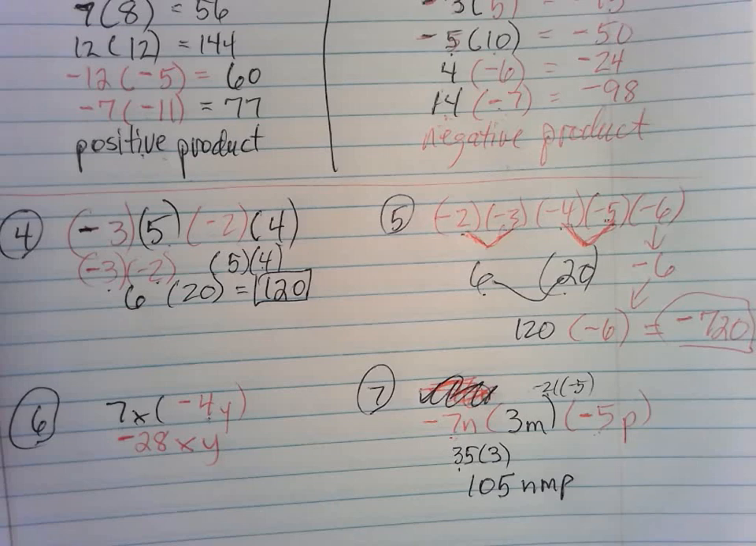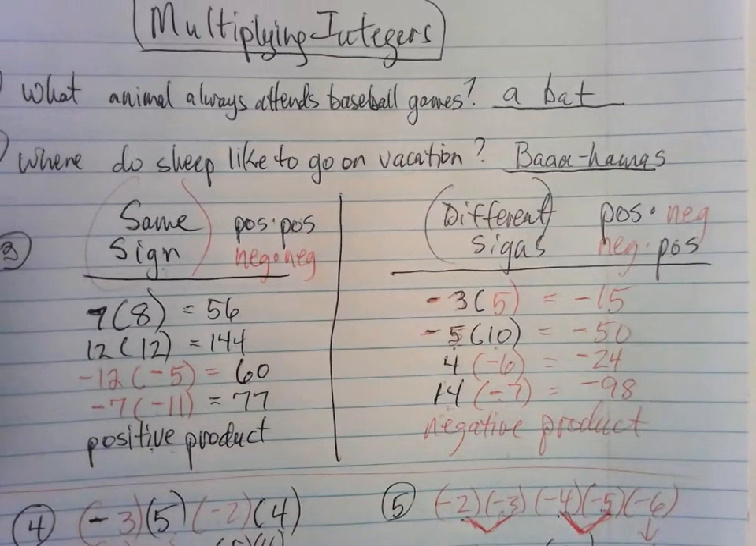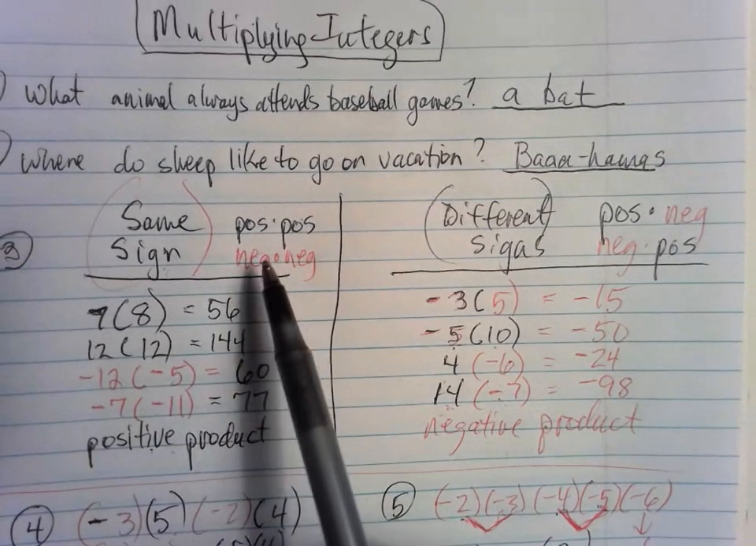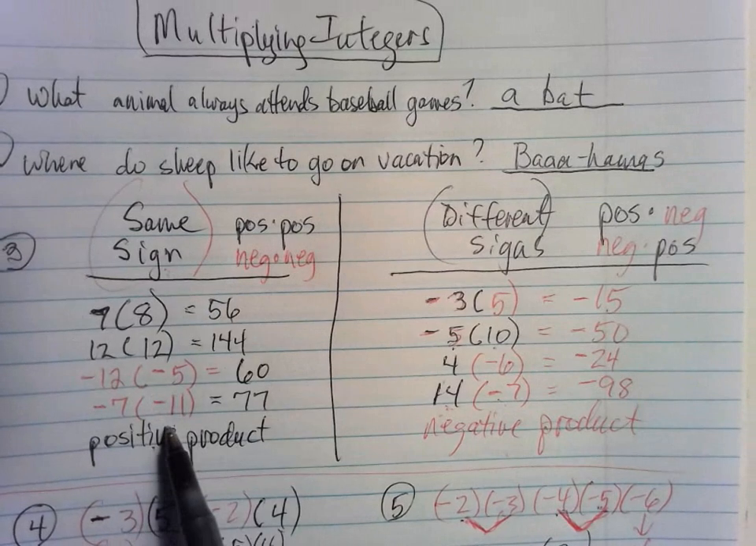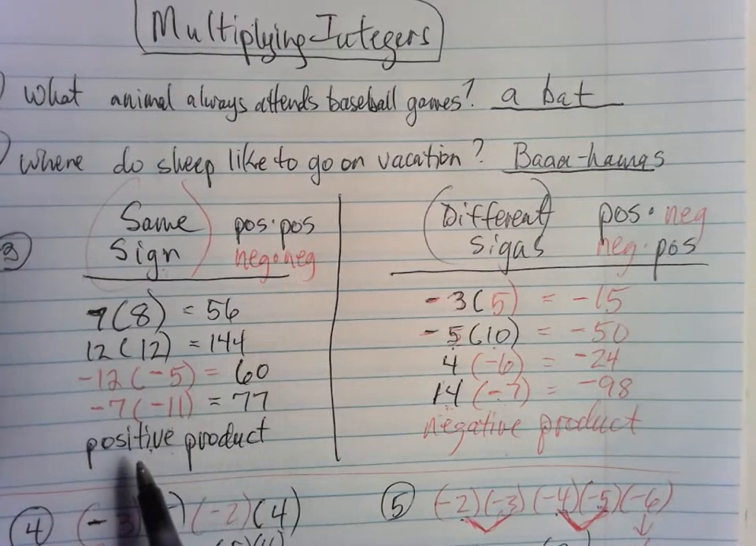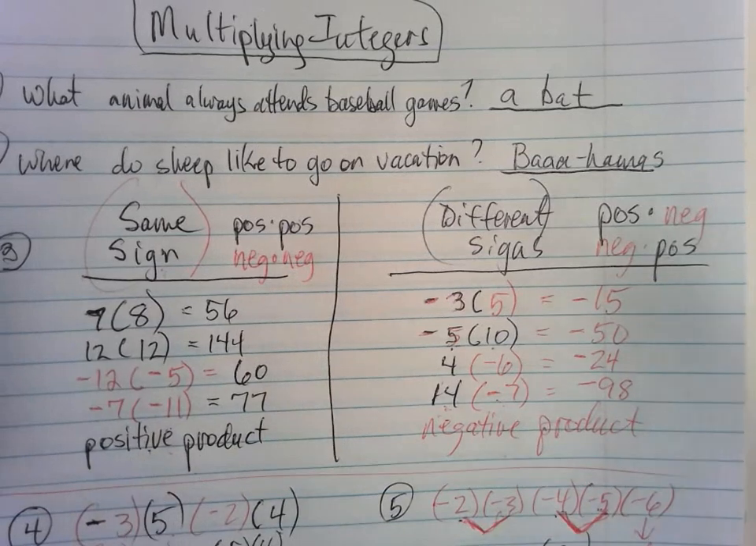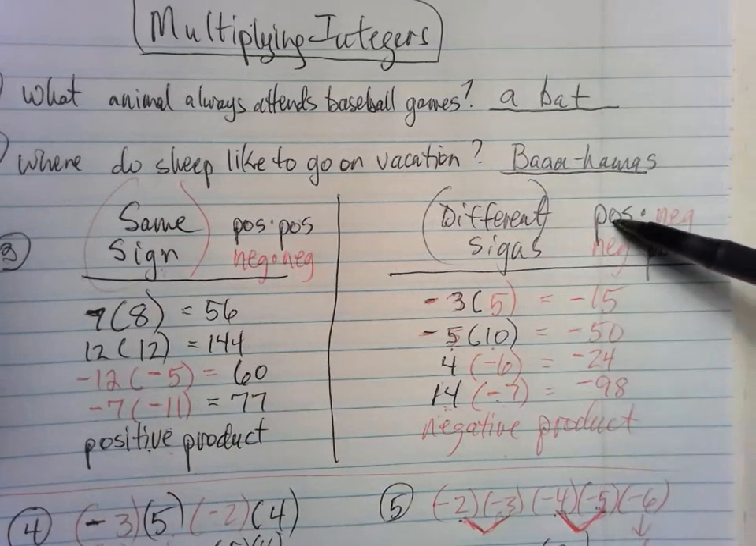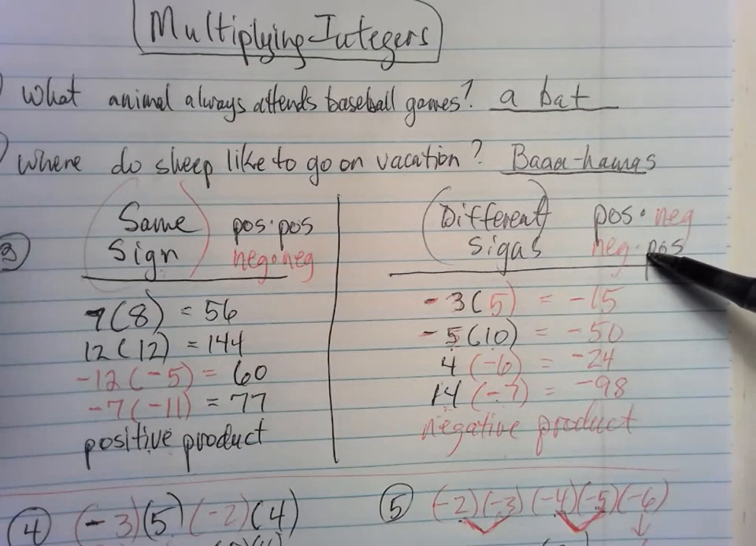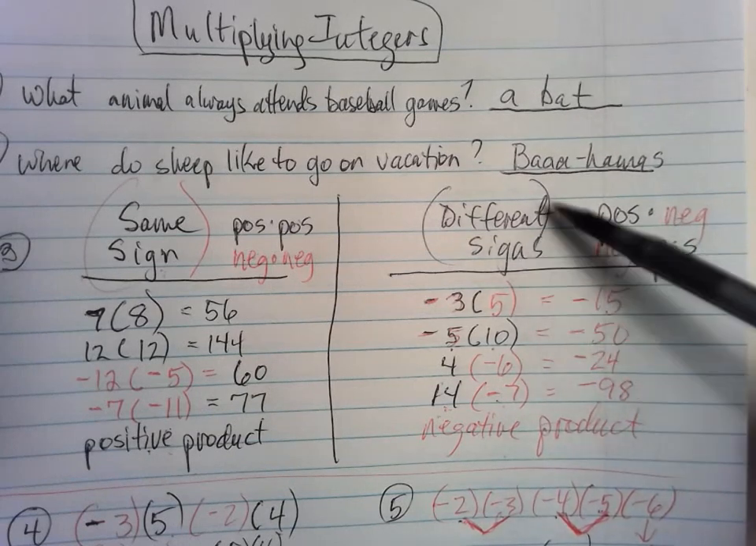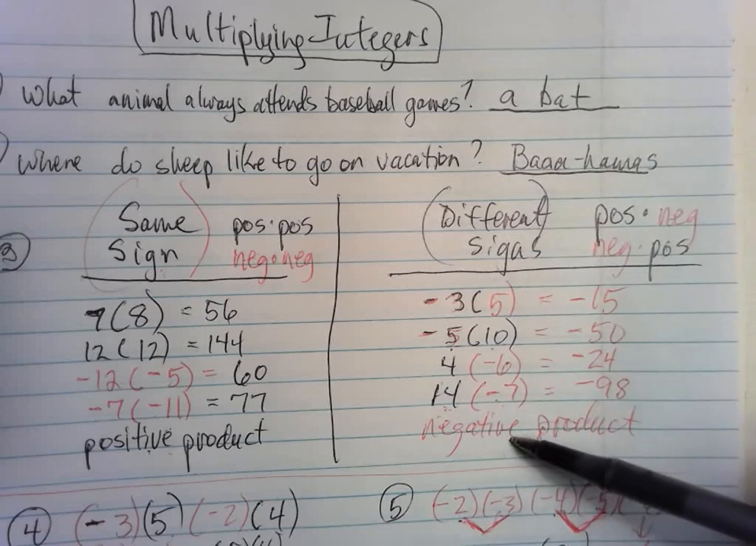Alright, so that pretty much sums it up there, people. We're looking at the signs. If they're the same sign, positive times a positive, that's going to give you a positive product. And if it's a negative times a negative, that's going to give you a positive product. If they've got different signs, it doesn't matter which one comes first, whether it's a positive times a negative or a negative times a positive, then that's going to give you a negative product.